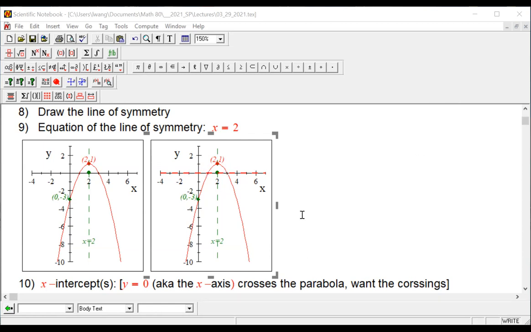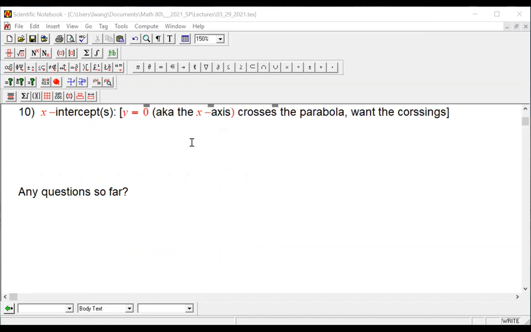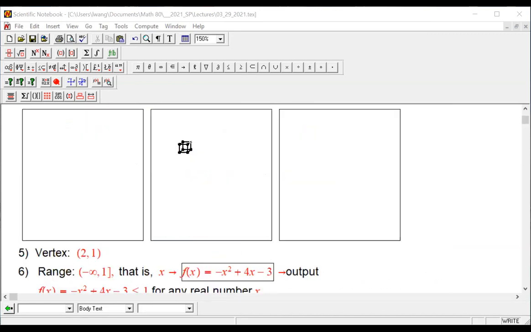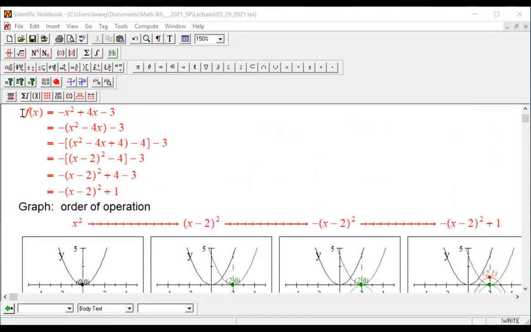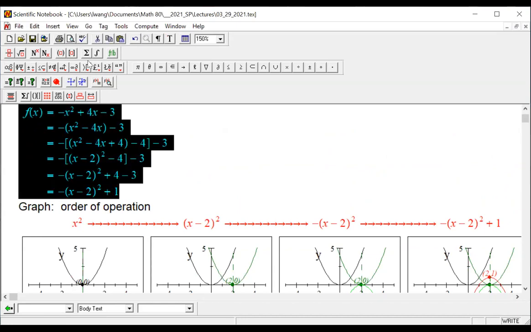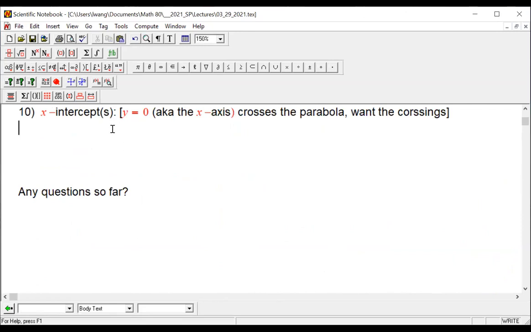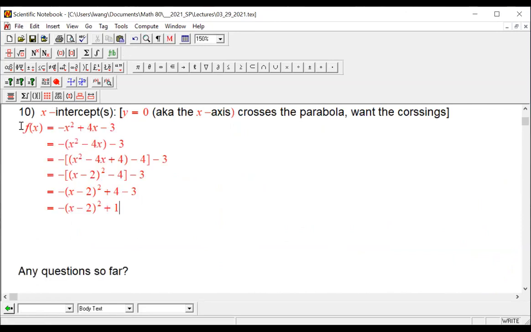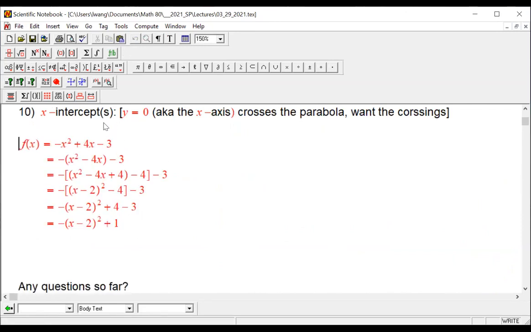All right, so we're going to be setting f of x equals zero, right? We have f of x, so we have this completed square form. Because it's a crossing between y equals zero and the parabola, that's basically setting f of x equals zero.